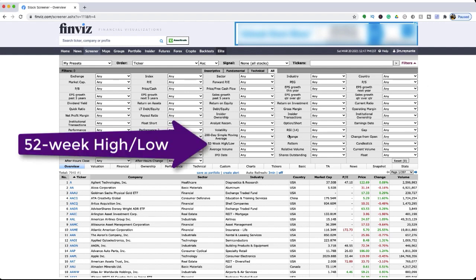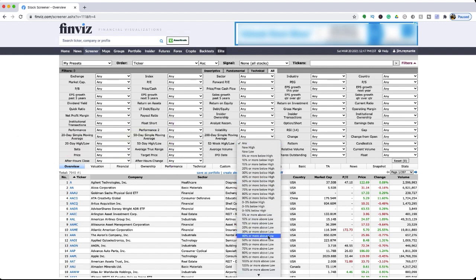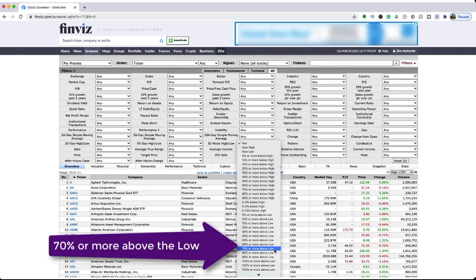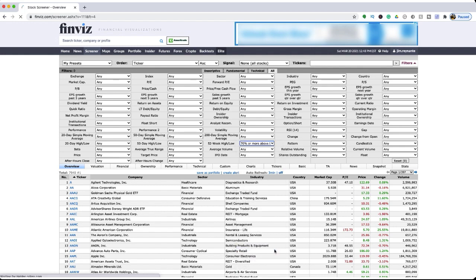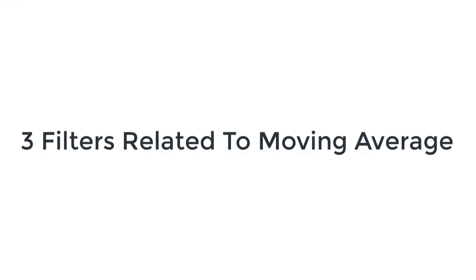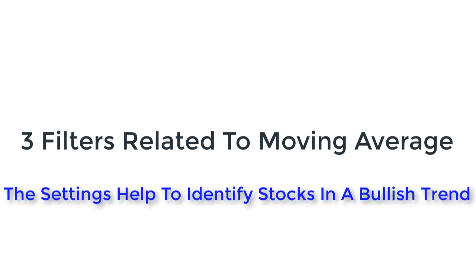First filter I'll set is this one here, 52-week high and low. I'm going to go ahead and specify 70% or more above the low. What this means is that the current price is 70% or more above the 52-week low. The criteria that I use for the next 3 filters has to do with moving averages. And by setting the moving averages, we'll be able to identify stocks that are in a bullish trend.